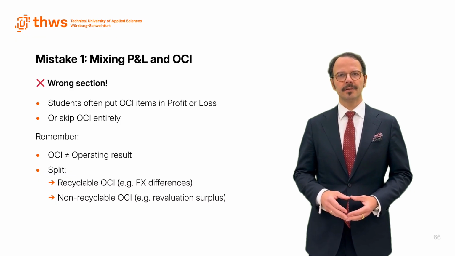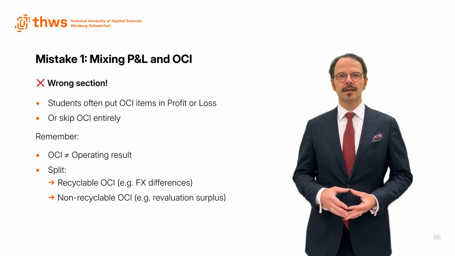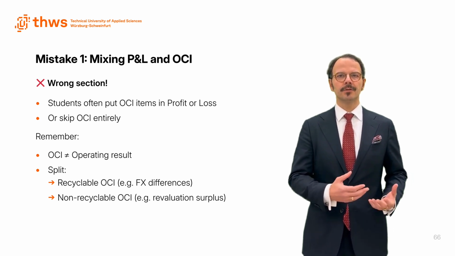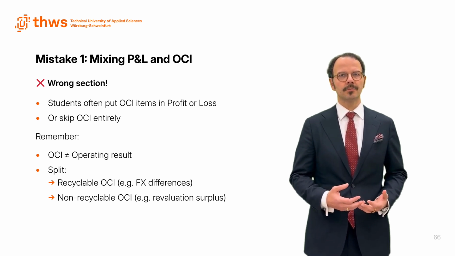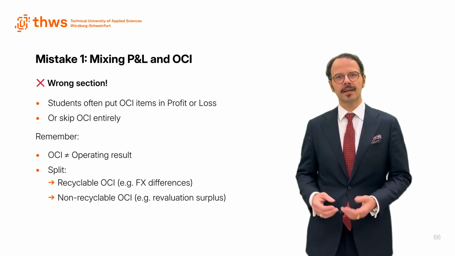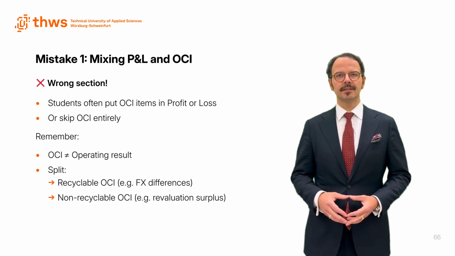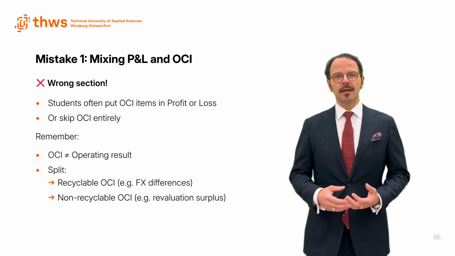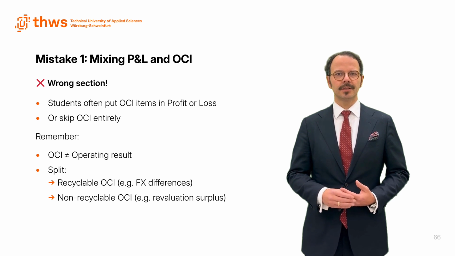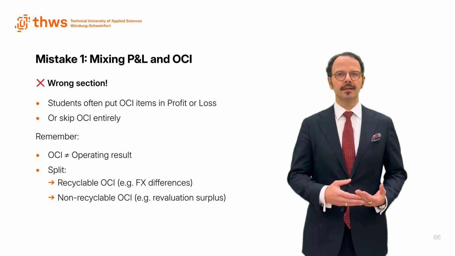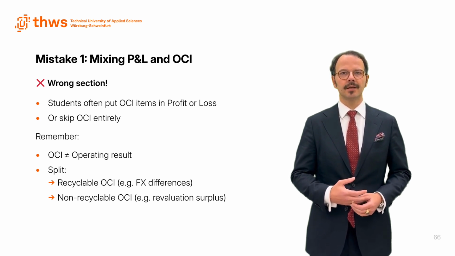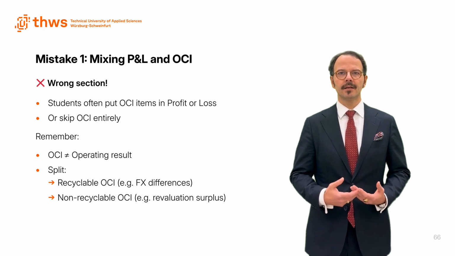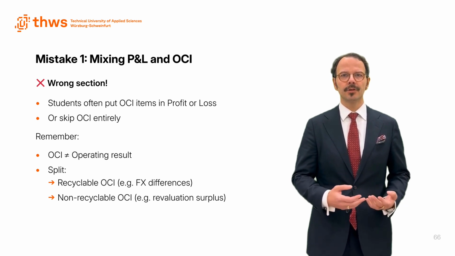This one happens all the time. Students, and sometimes even companies, confuse profit or loss with other comprehensive income. They'll throw revaluation gains or FX translation differences into P&L, or worse, forget OCI completely. But IAS 1 is clear: OCI is not part of operating results. It's separate, and you must split it into OCI items that can be reclassified to profit or loss later, and OCI items that will never be reclassified. Don't mix them, don't skip them, keep the structure clean.